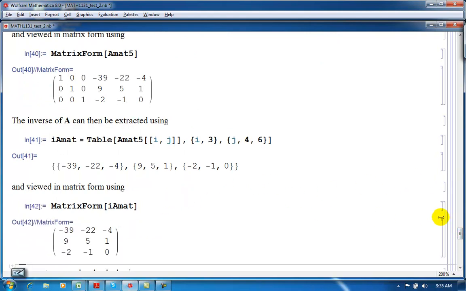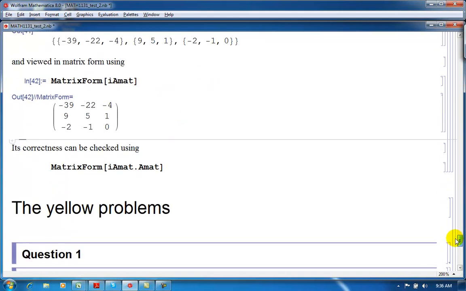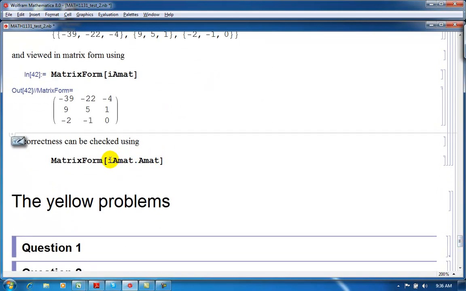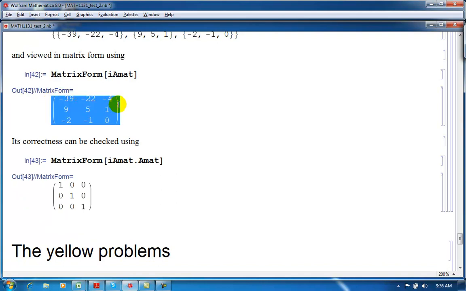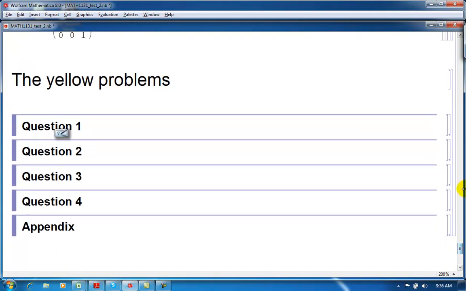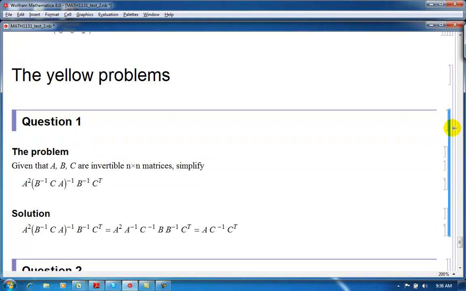And we'd like to check that that's correct. If that's correct, then if we multiply this matrix here by the original matrix A, that should be the unit matrix, and we can do that, and indeed it is. So that's the inverse matrix there. Right, so that was the green problems. Now let's do the yellow problems. So we take the first one.